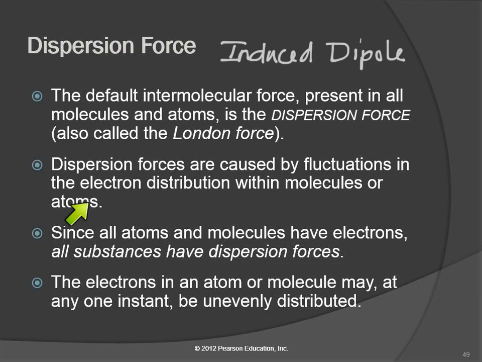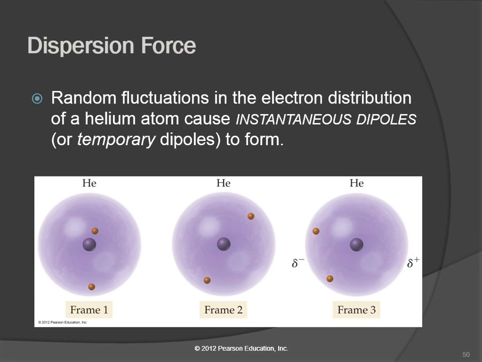This force is caused by fluctuations in the electron distribution within the molecules or atoms. All molecules, all atoms have electrons. Electrons can have these fluctuations, so everything has dispersion forces. So if we look at a helium atom, here's a helium atom. Helium atom has 2 electrons. So here's the nucleus, and it has 2 electrons. Those electrons are doing their kind of randomy electron things.